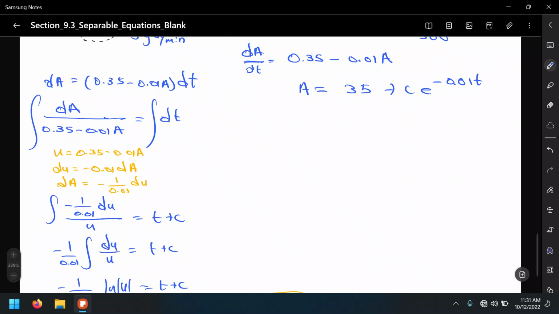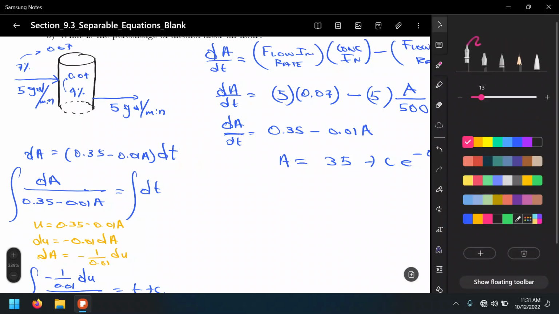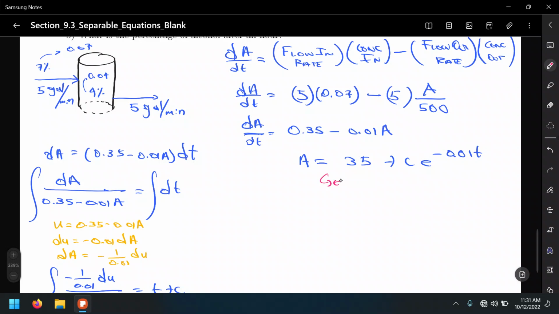However, the way we're going to get the initial condition is going to be a little tricky this time, because it's not going to be as simple as the previous example, in which initially we knew the amount of the solute, in this case the amount of salt. In this case, the information that we have is the percent alcohol inside of the tank. Well, so number one, this is the general solution.